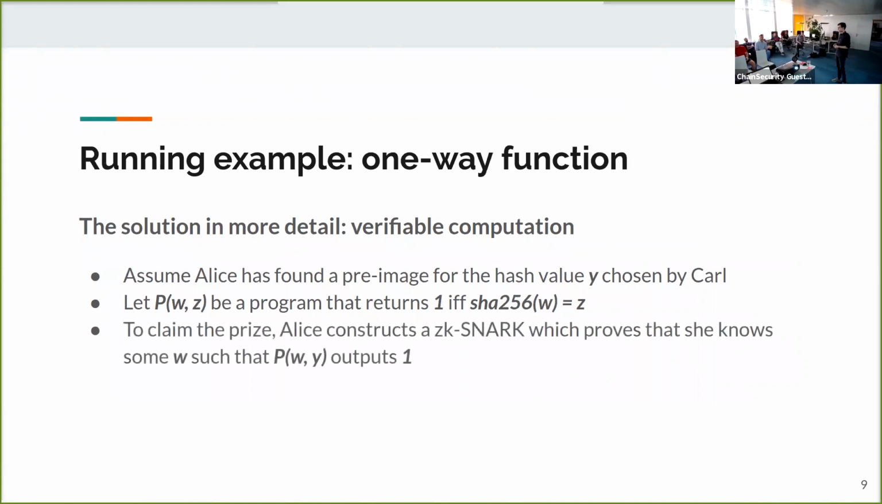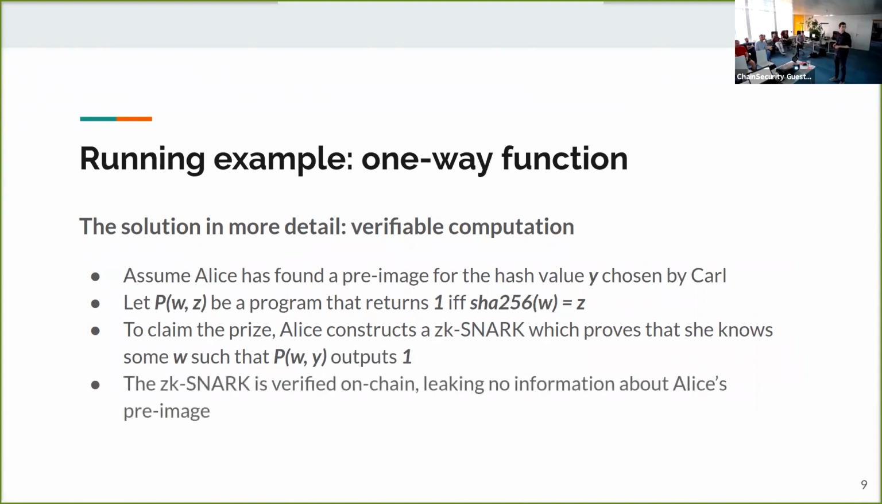So what Alice does now, in order to claim prize money, she would construct a ZK-SNARK, which proves that she knows some W such that P(W, Y) outputs 1. So this is the ZK-SNARK she will construct. And the ZK-SNARK, she would then supply to the contract on-chain, which would verify this proof. And because it's a zero-knowledge proof, well, it would be leaking no information about Alice's pre-image.